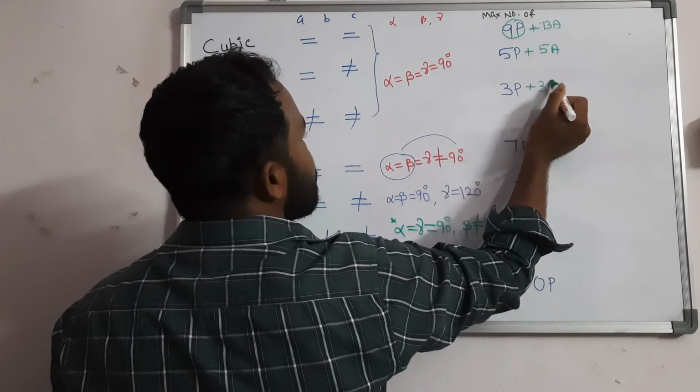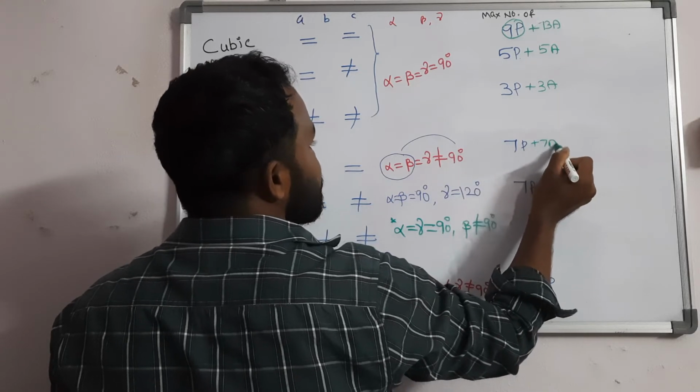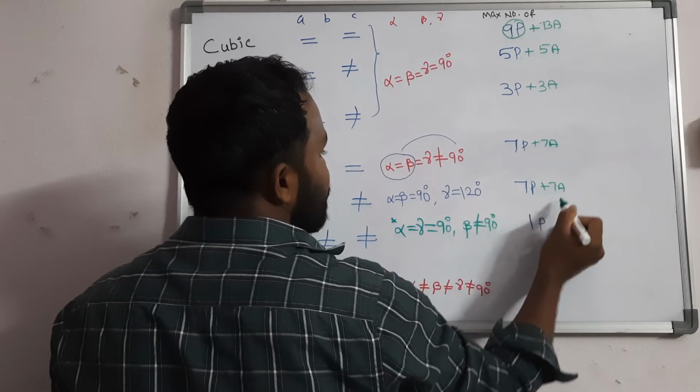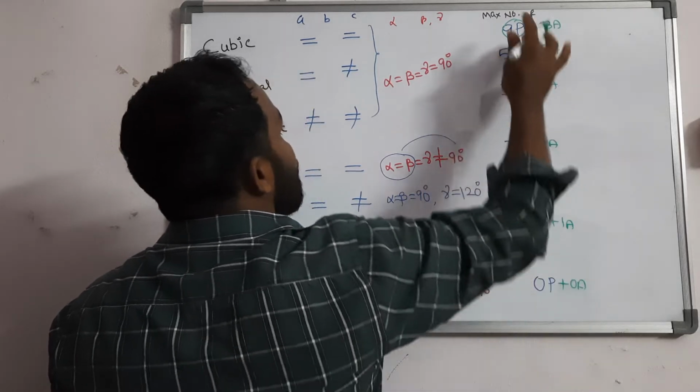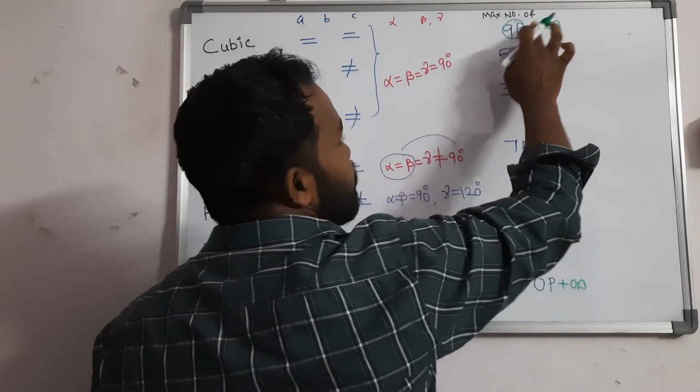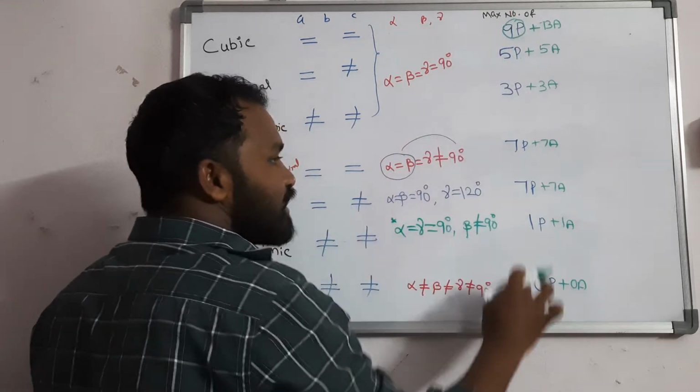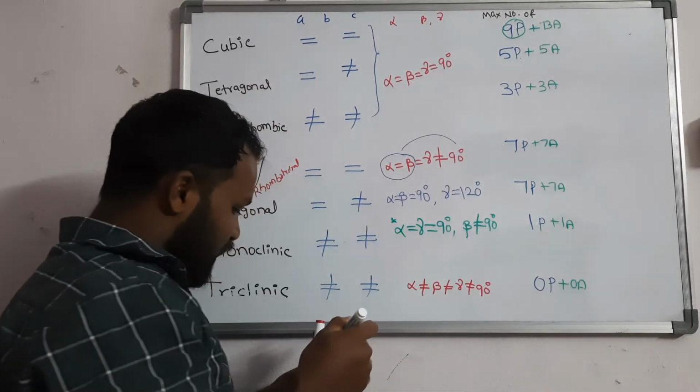3p is there, 3a you should write. 7p is there, 7a. 1p, 1a. 0p, 0a. All these are the maximum number of symmetry elements, that is, plane of symmetry is like this, axis of symmetry is like this.